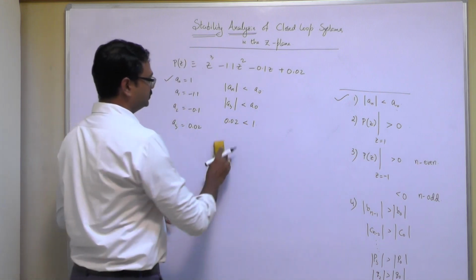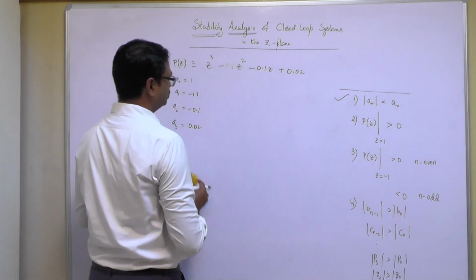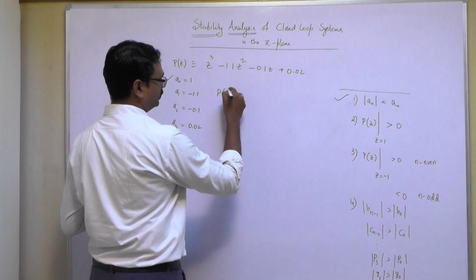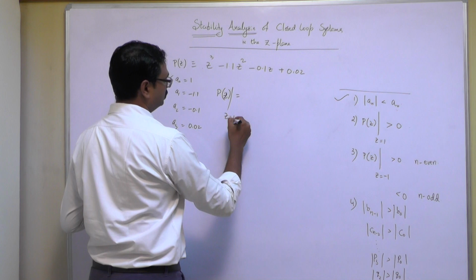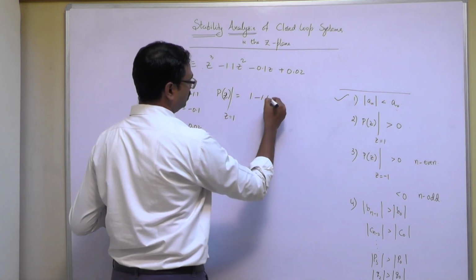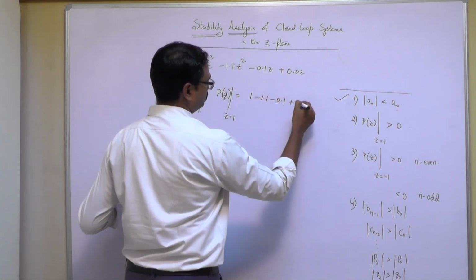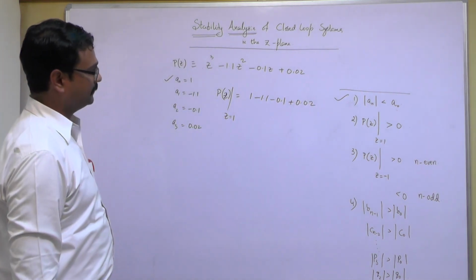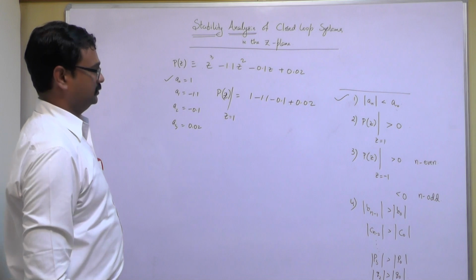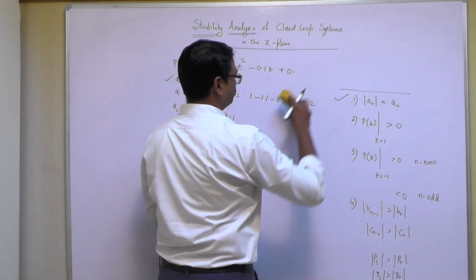Now what is the second condition? Second condition is P of z when z is equal to 1. That is 1 minus 1.1 minus 0.1 plus 0.02, which is minus 0.18, or you can consider this as approximately minus 0.2.